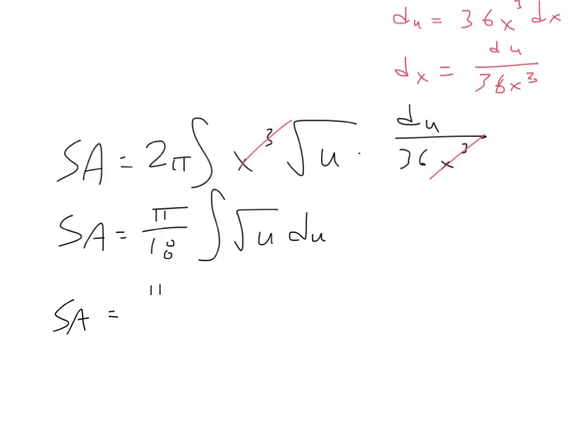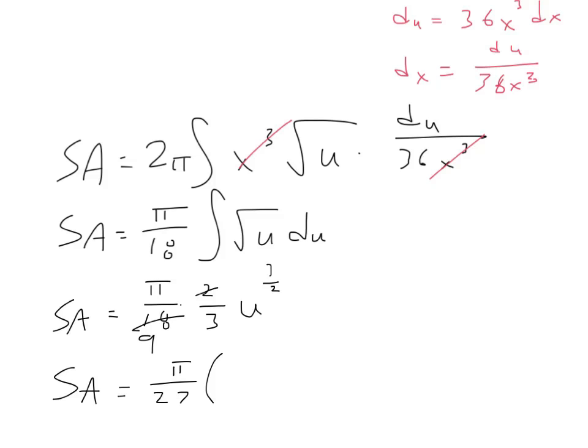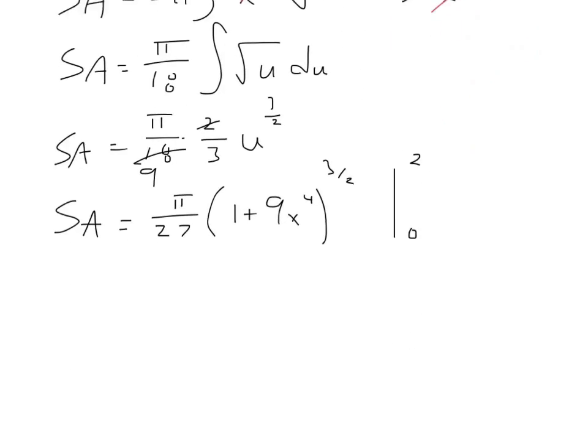So my surface area should be pi over 18 times the integral of the square root of u, that's u to the 1/2. So we'll have u to the 3/2 times 2/3, which will reduce down to a 9. So that's the result of my integral. So I have pi over 27 times, and this is where I'm going to do my substitution again, 1 plus 9x to the 4th, all to the 3/2, and this entire thing is being evaluated from 0 to 2.